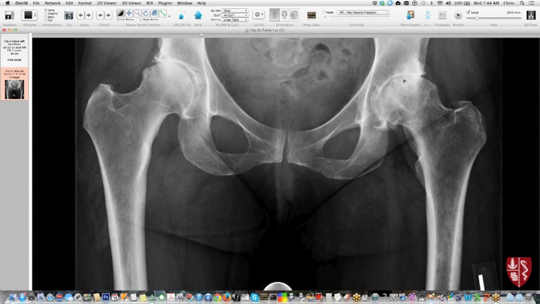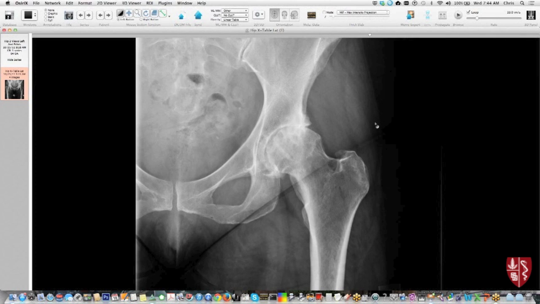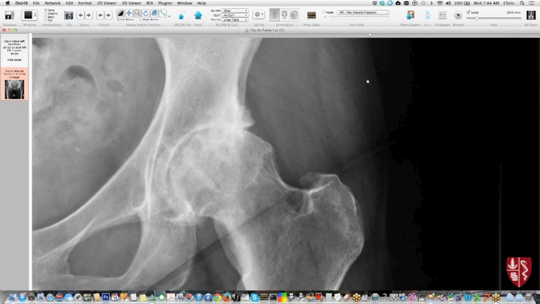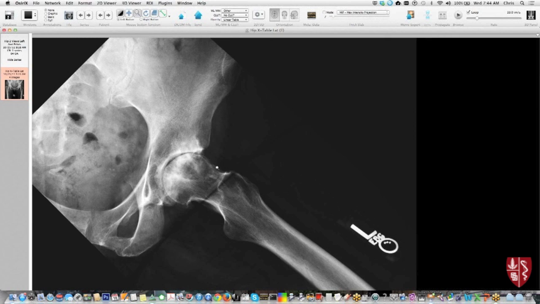There's complete loss of cartilage space, and then there are the secondary signs of osteoarthritis, including sclerosis and some subchondral lucency, in this case a fairly large geographic lucency. That's probably a large geode in the joint. Seen better here as I zoom in on this left hip and on the frog leg view. So advanced osteoarthritis in this example.